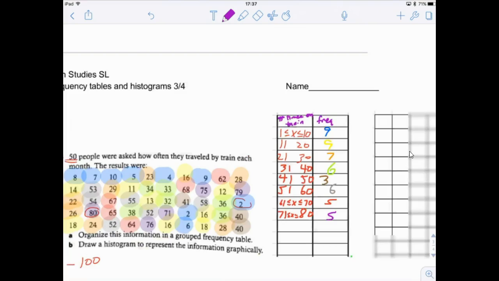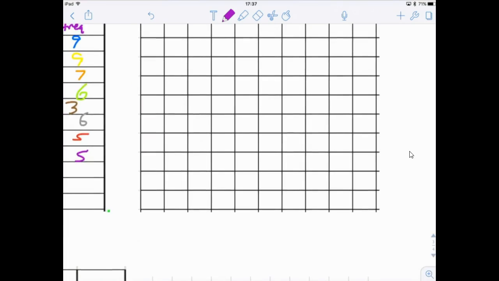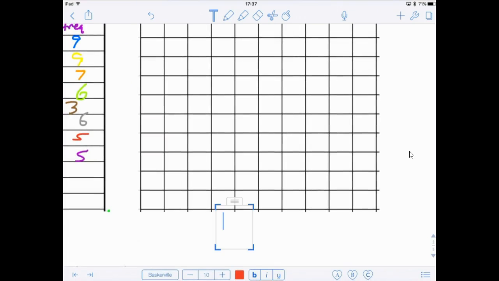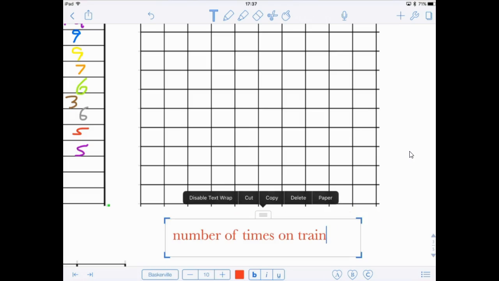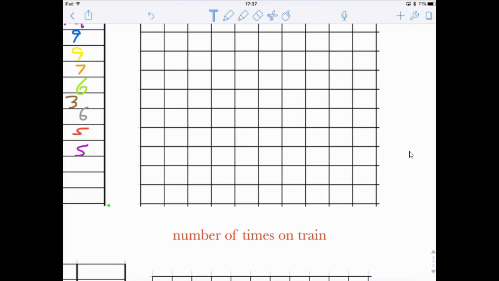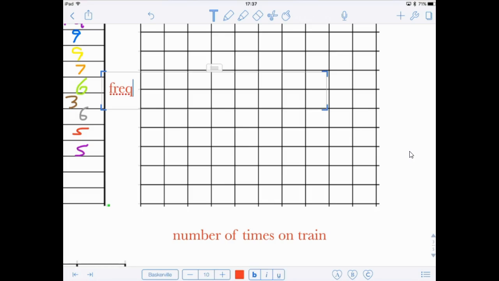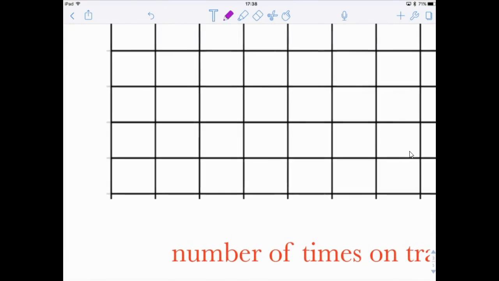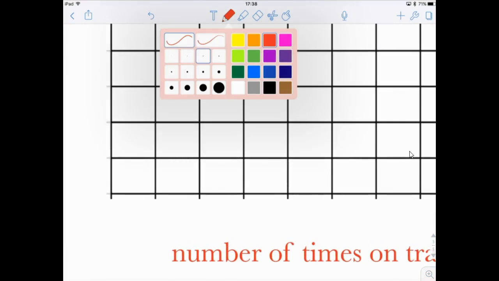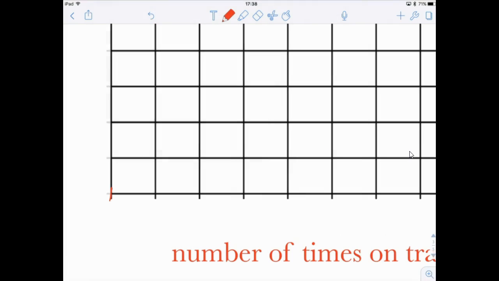Okay, and then we're going to write this out here too. We're going to put number of times on train. And then here we're just going to have the frequency. Okay? And we're going to mark the x-axis. And remember, when we mark the x-axis, we actually mark the borders.